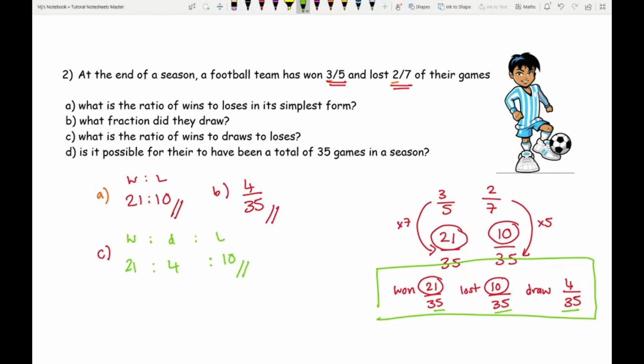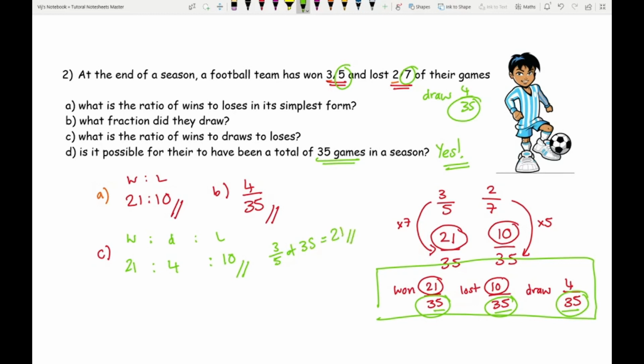Now part D says, is it possible for there to have been a total of 35 games in a season? Well, yes there can. The reason for that is that if I look at the fractions, the draw is 4/35, and the denominator can be 35 for each of these values. So the answer is yes. Can I work out what 3/5 of 35 is? Well, yes, it's going to be 21.